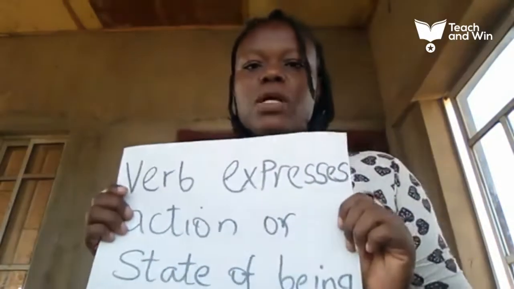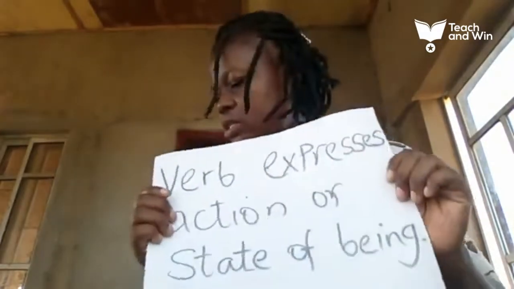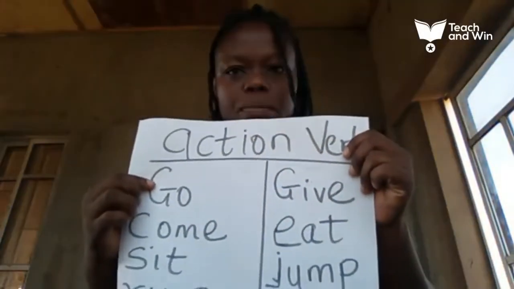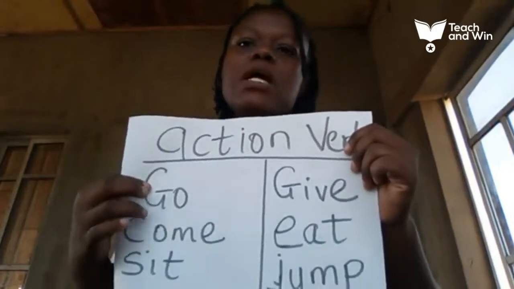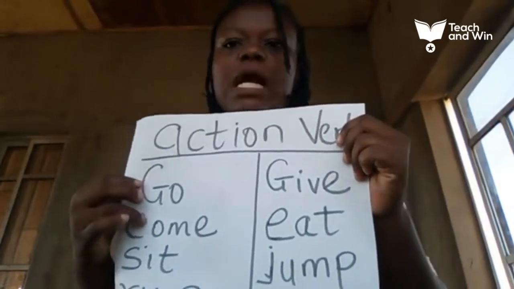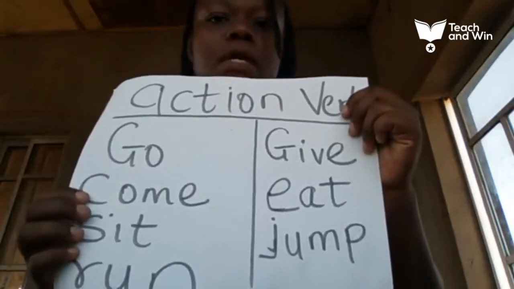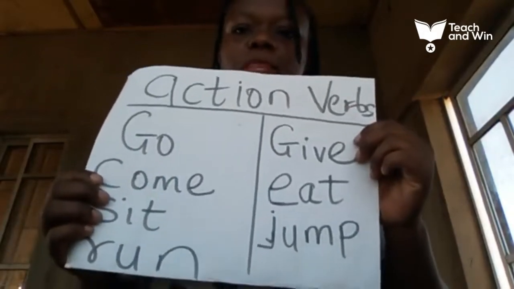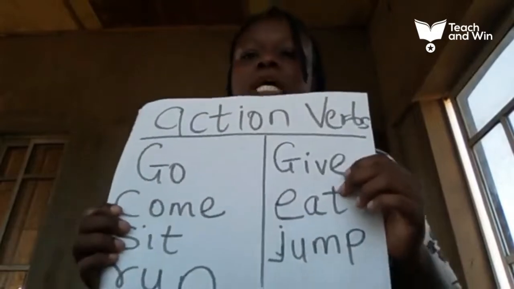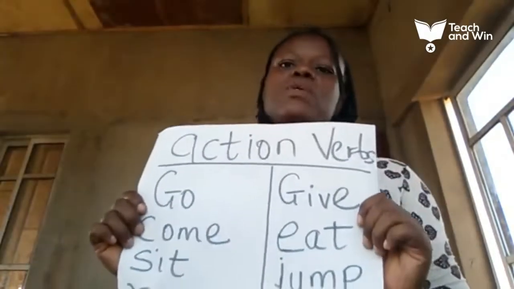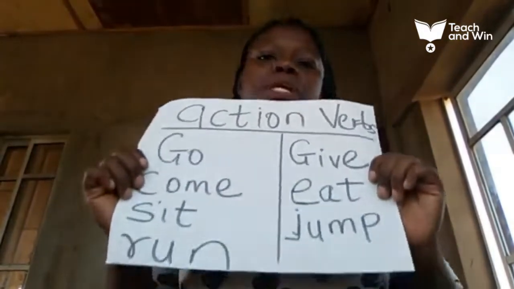Now let's take a look at certain examples of action verbs. Certain examples of action verbs include the word go. You can perform go. It can be done. Come. You can perform come. Sit. You can perform it. Run can be performed. Give can also be performed. Eat and jump. Now, all of the aforementioned verbs can be performed. It can be carried out.